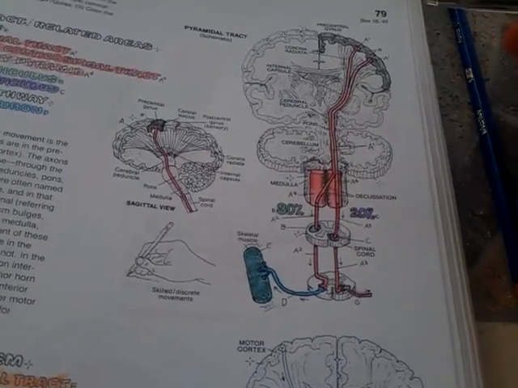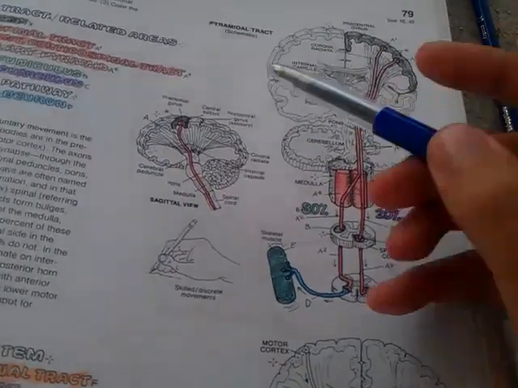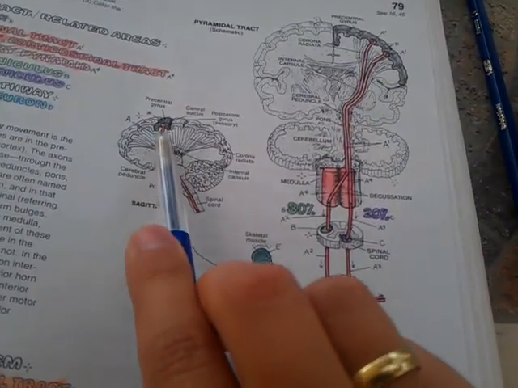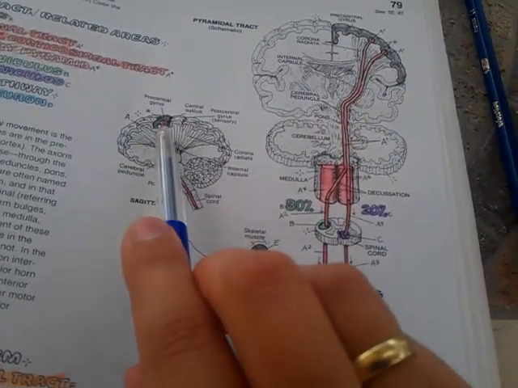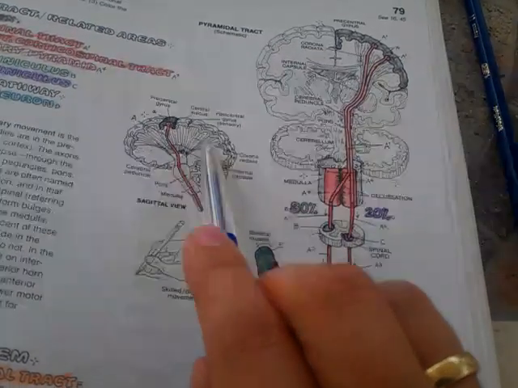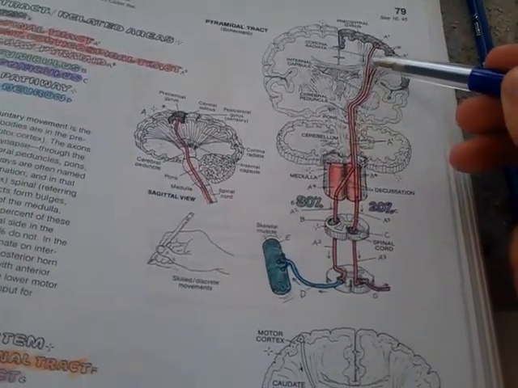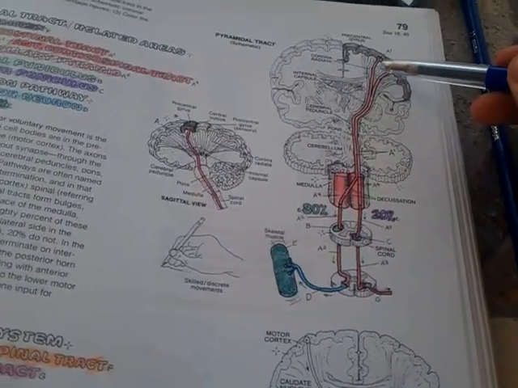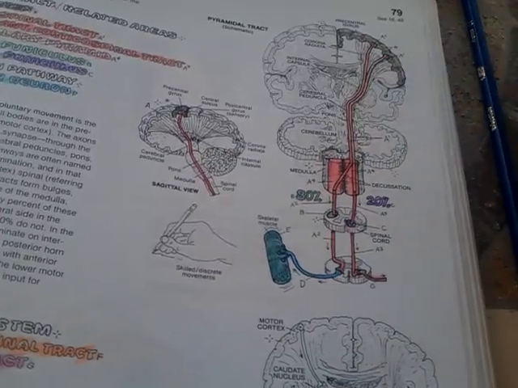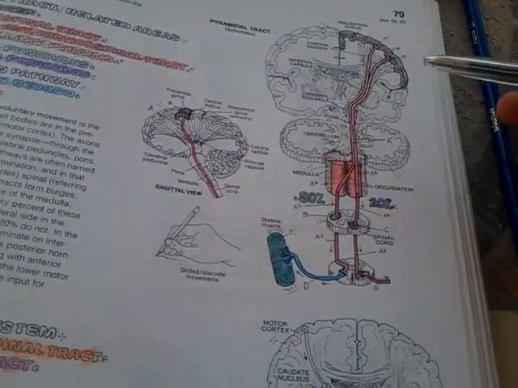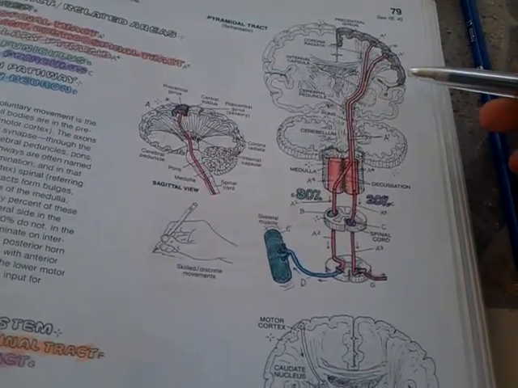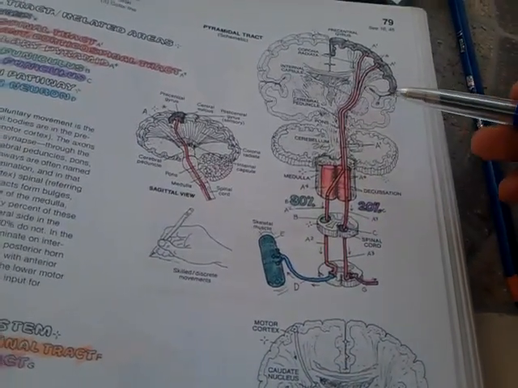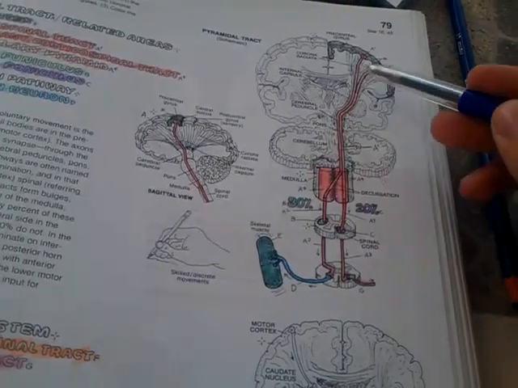The pyramidal tract begins in the precentral gyrus. Here is the central sulcus, so this is the precentral gyrus. And the pyramidal tract goes through the internal capsule. The corticonuclear fibers go through the genu of the internal capsule, cross the median plane and terminate on the motor nuclei of cranial nerves.